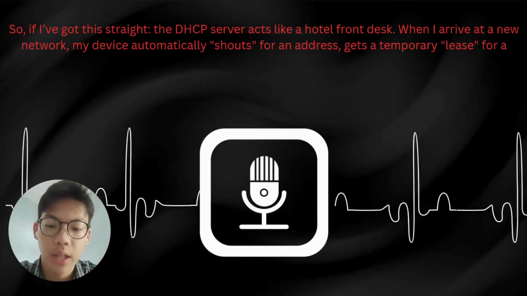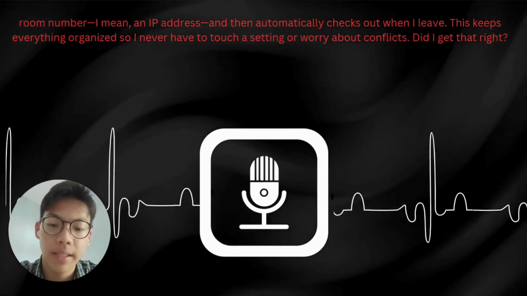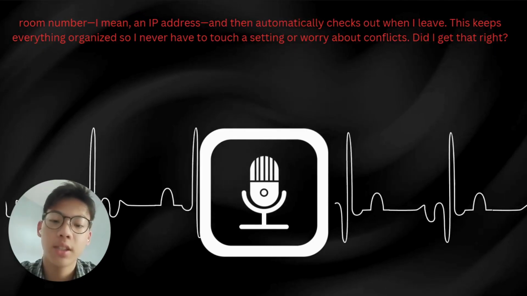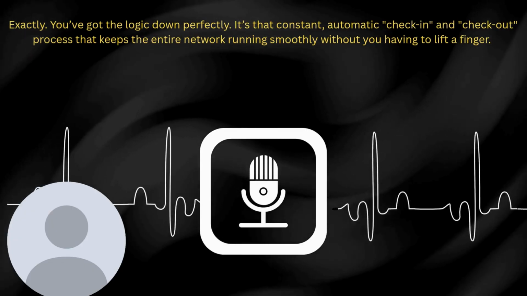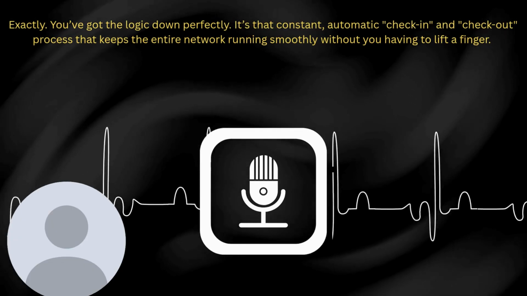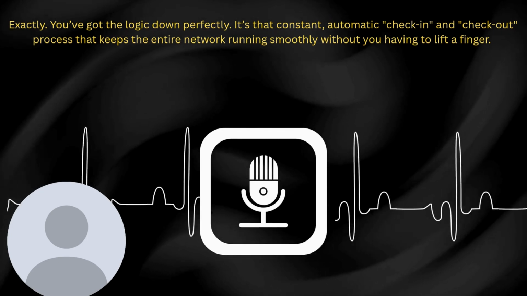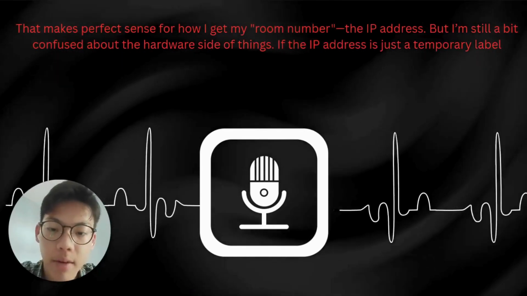When I arrive at a new network, my device automatically shouts, gets a temporary lease for a room number, I mean an IP address, and then automatically checks out when I leave. I never lift a finger or worry about conflicts. Did I get that right? You've got the logic down perfectly. It's that constant, automatic check-in and check-out process that keeps the entire network running smoothly without you having to lift a finger. That makes perfect sense for how I get my room number.